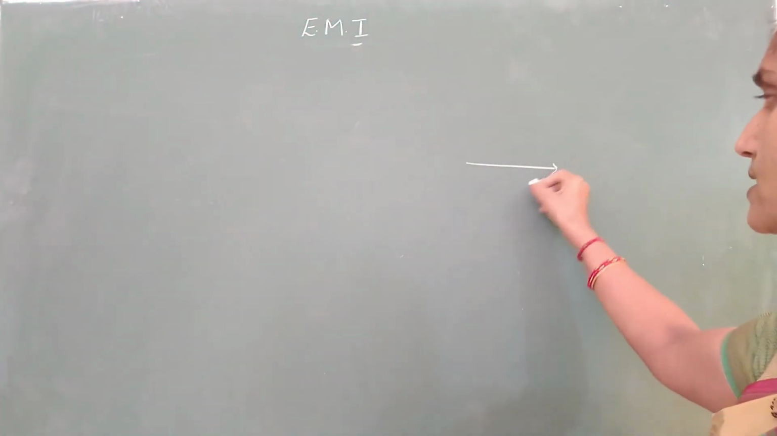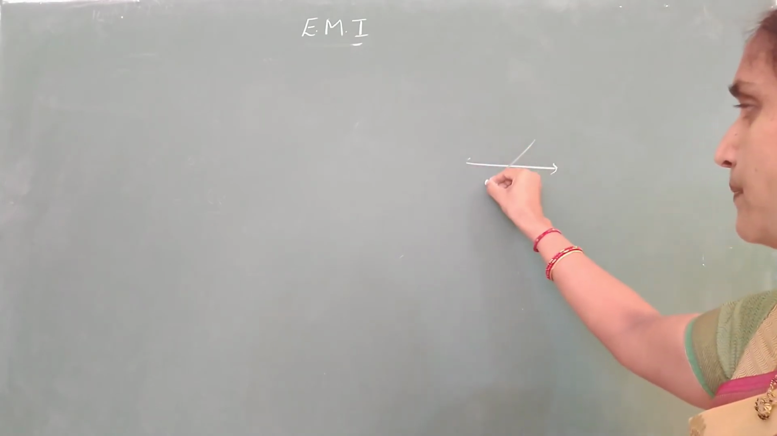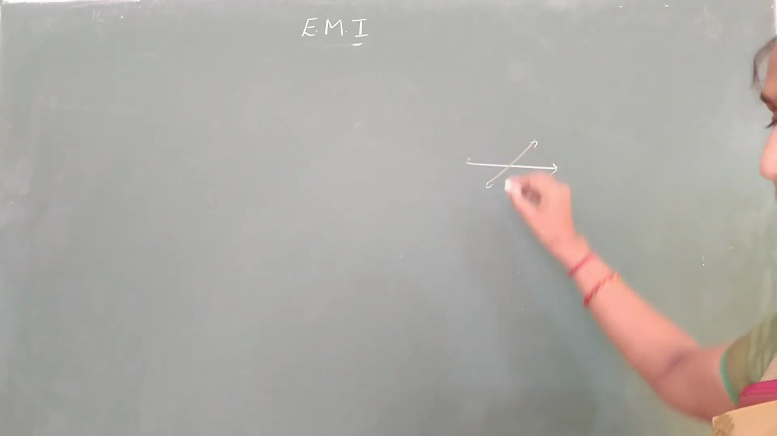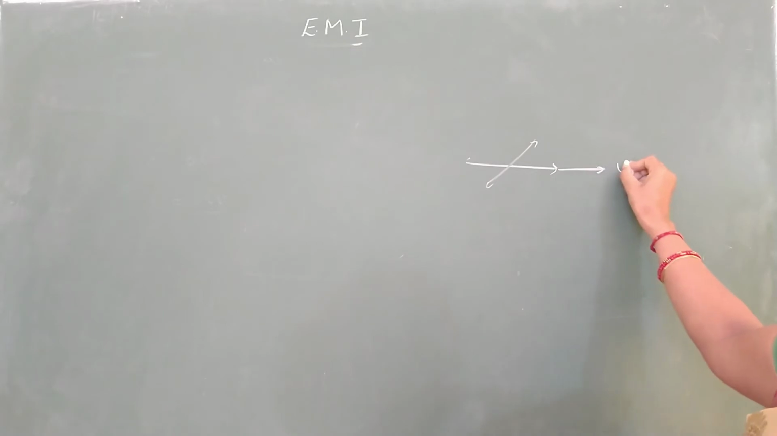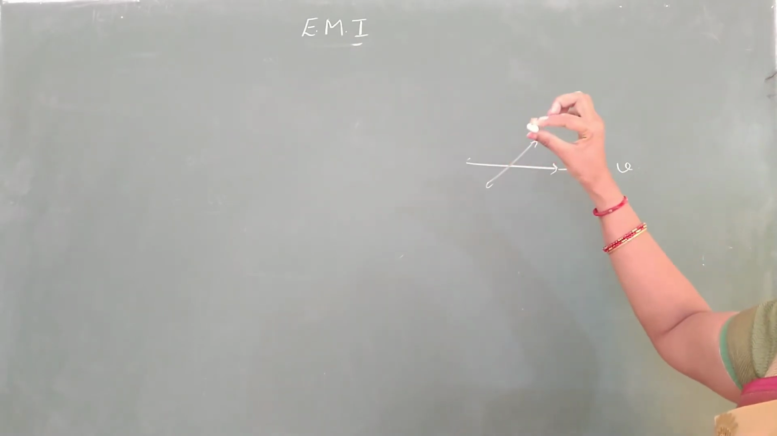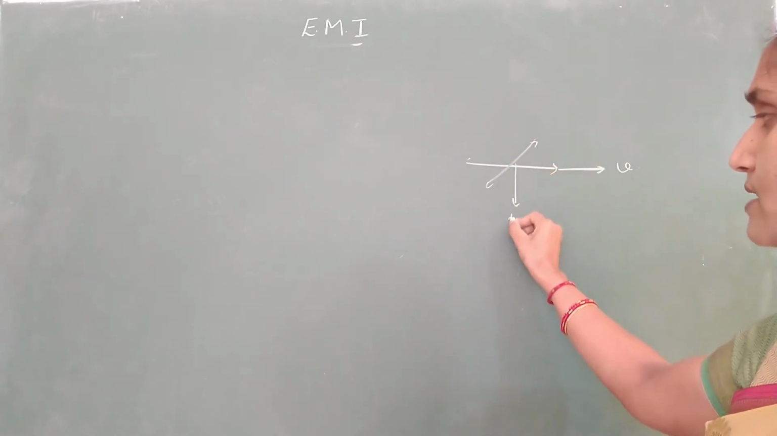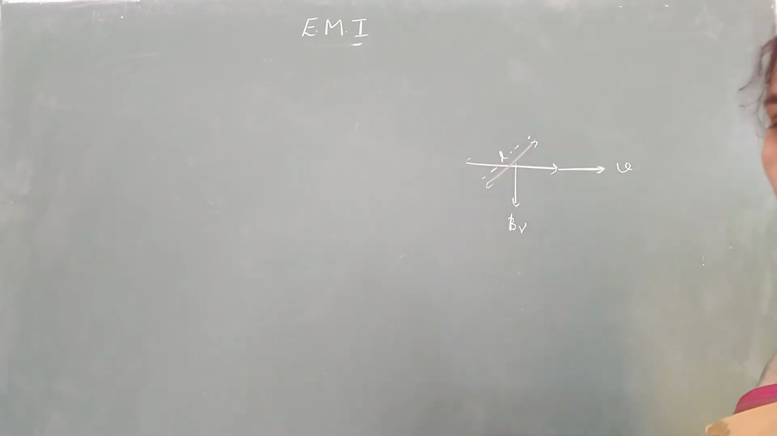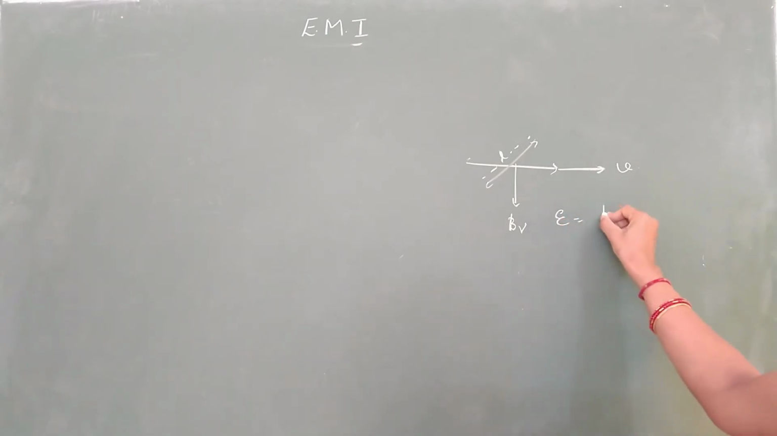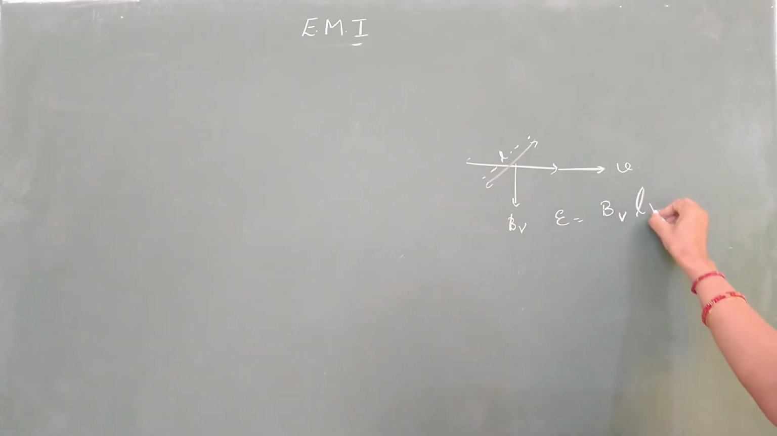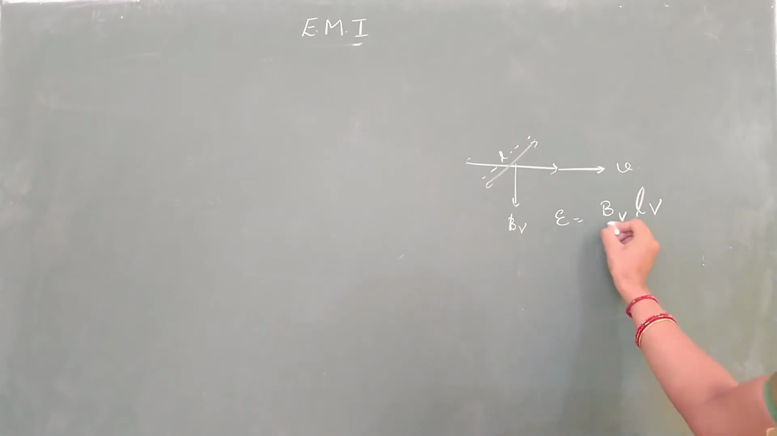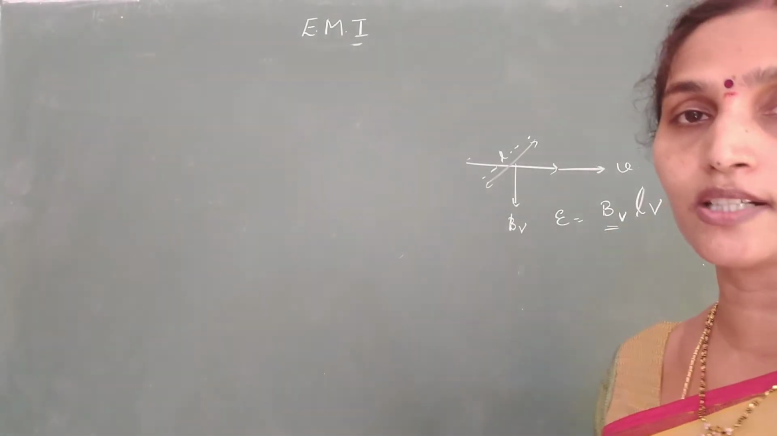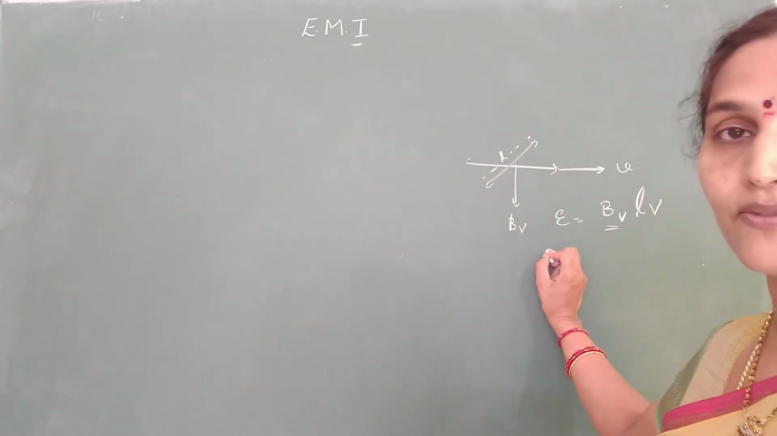If the plane moves this side, west to east, the wingspan is into the plane of the paper. This is your velocity vector. Length is outside the plane of the paper. BV is acting downward. If the length of the wing, or the wingspan, is given as L, what is the induced EMF equal to? BV into L into V. It is the vertical component which will induce EMF.